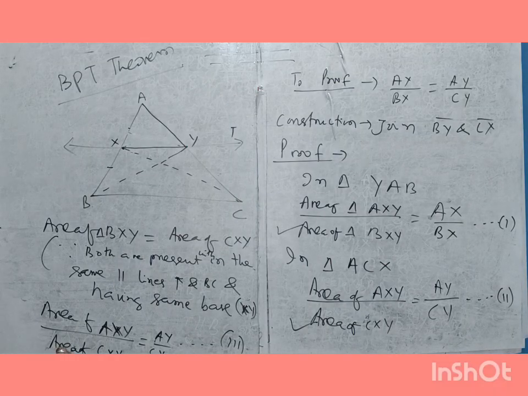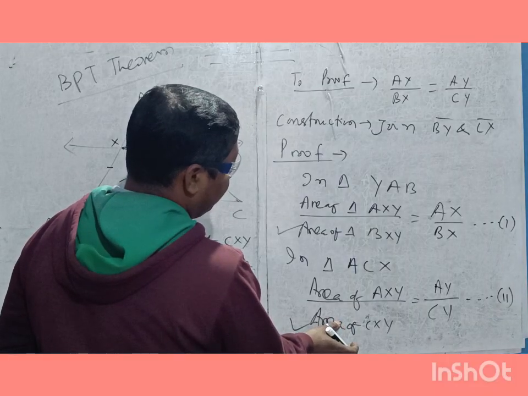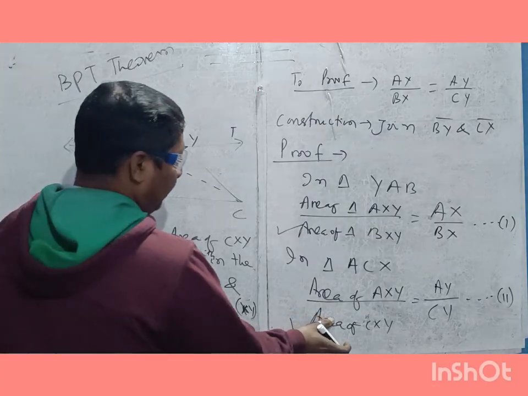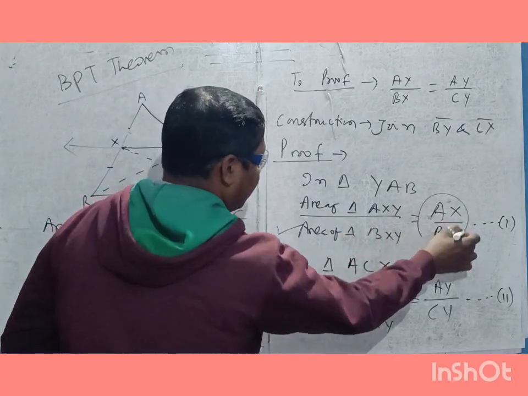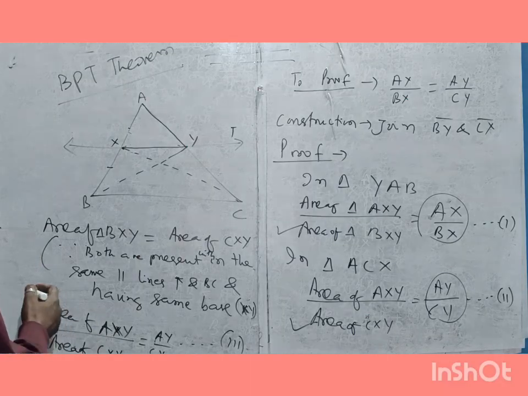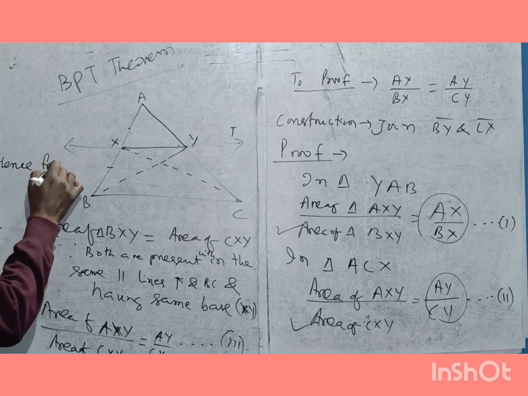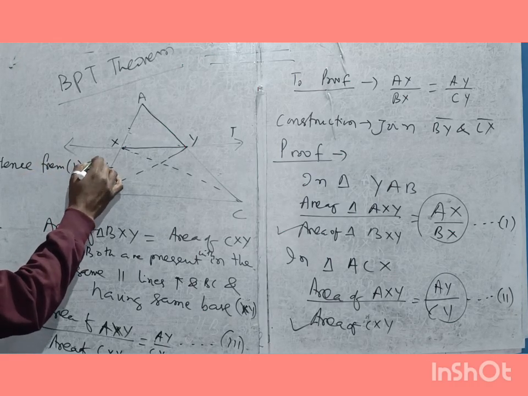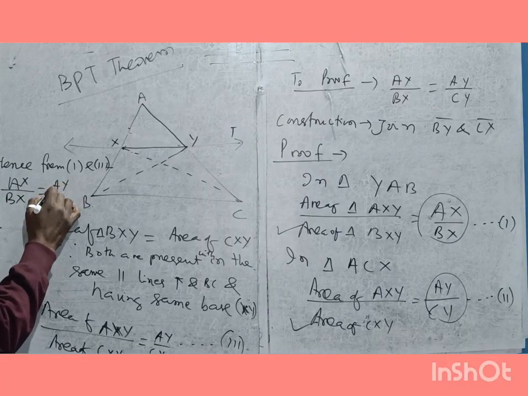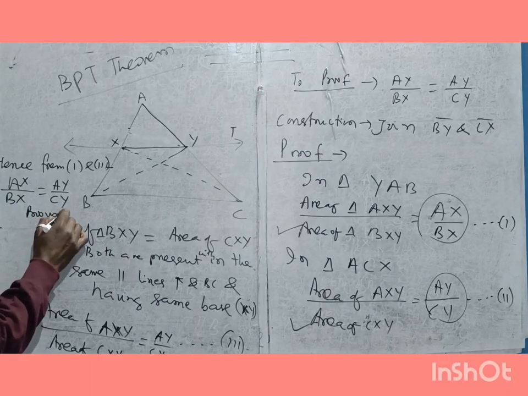Now I can write also here BXY, AXY by BXY. The same. If this one is same, then I can write this one equal to this one. Now I can finalize. Hence, from equation 1 and 3, I can write AX by BX equal to AY by CY. Proved. Now you can write proved.